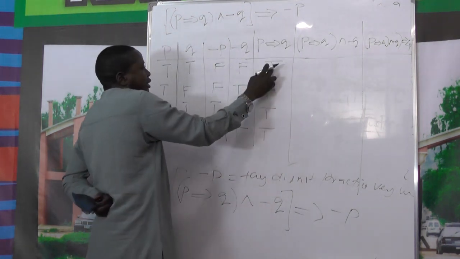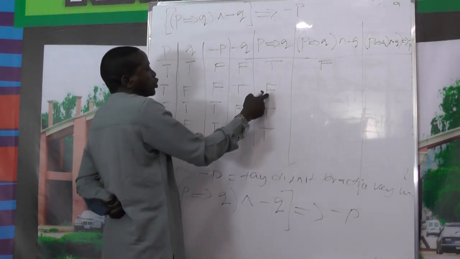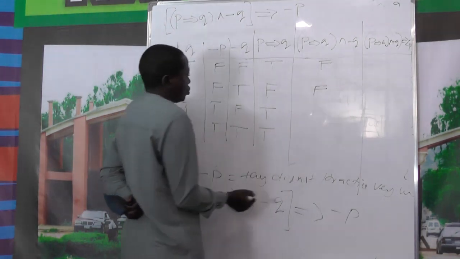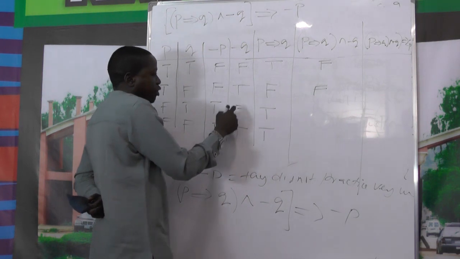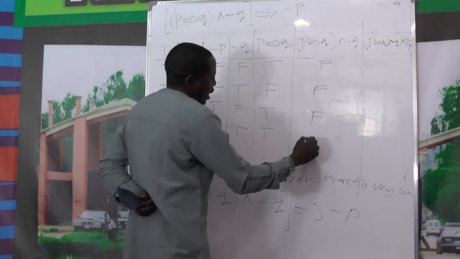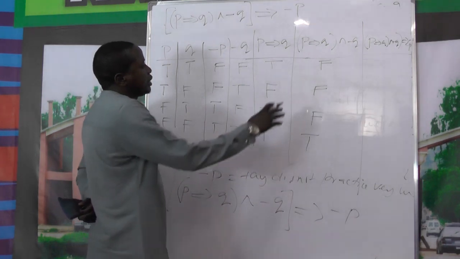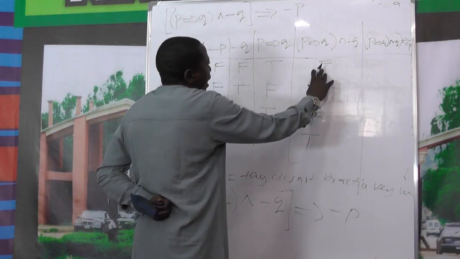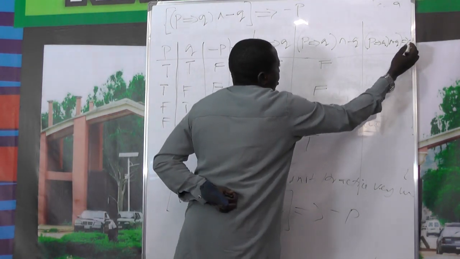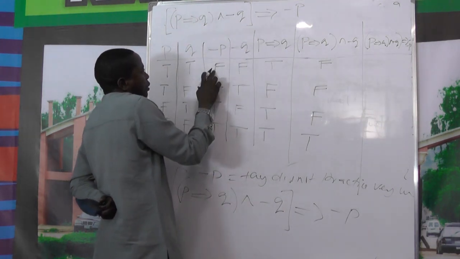So now, true T and F, I have false. False and true, I have false. True and false, I have false. True and true, I have true. The last one, this one implies minus P. You can see now, this one is minus P. So now, this implies minus P.